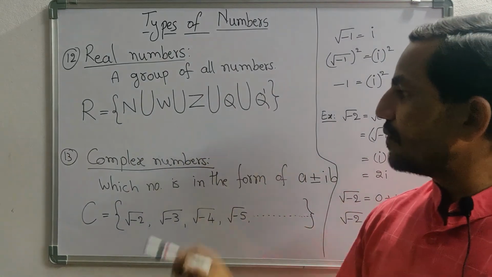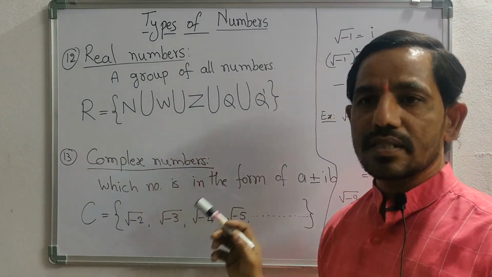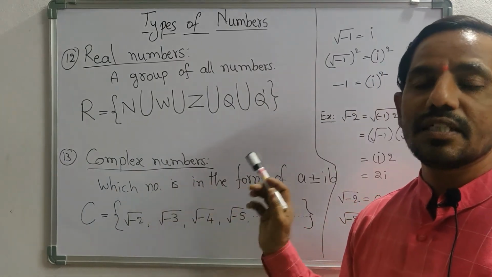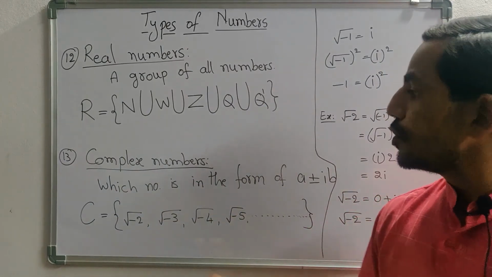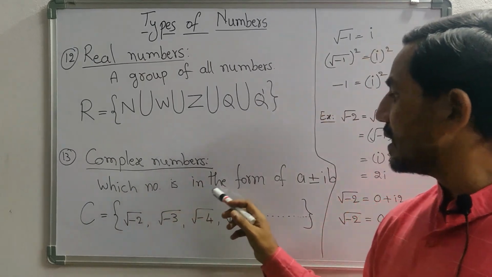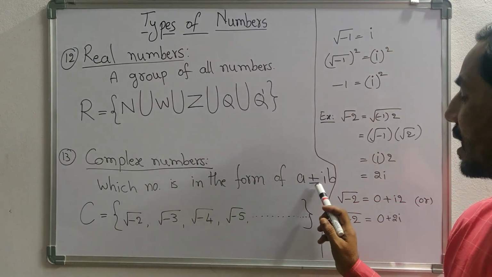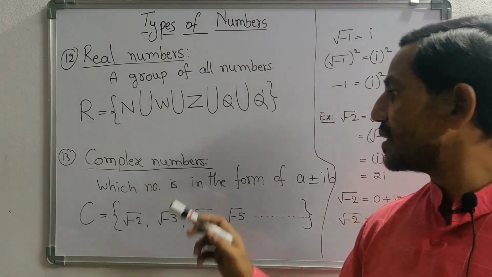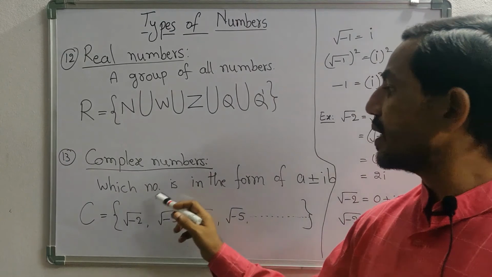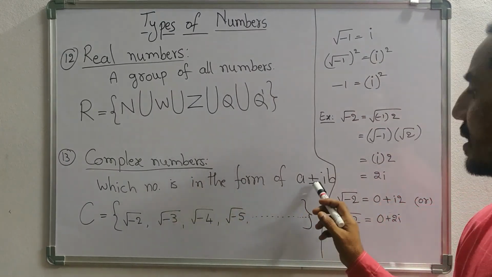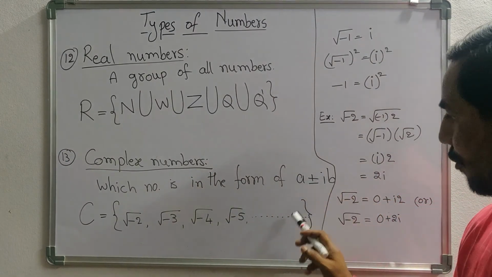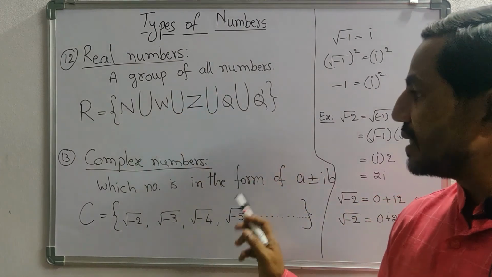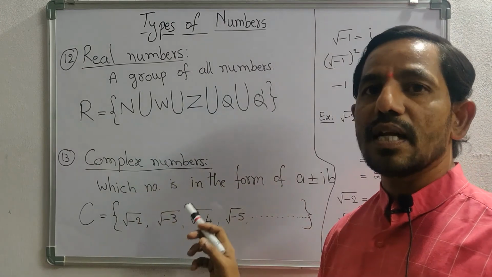Okay. Next, after that, complex numbers. The complex number set is the biggest number set. Which number is in the form of a plus or minus ib, where a, b belong to the real numbers? Such numbers are called complex numbers.